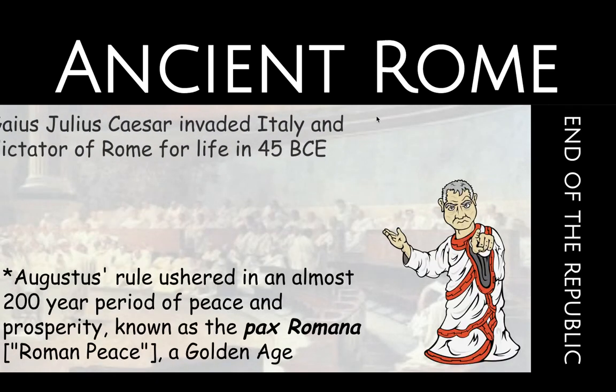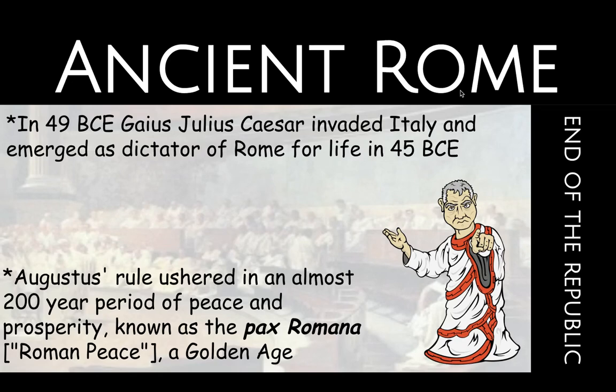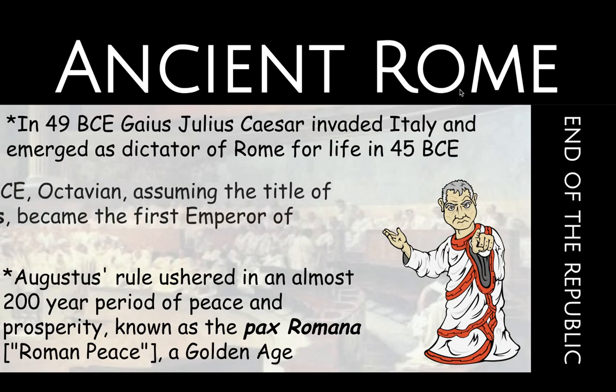So the Republic ends in 49 BCE. Gaius Julius Caesar, one of the Roman commanders of the military, violated Roman law and brought his troops into the city of Rome. He invaded, and he will declare himself dictator for life in 45 BCE. So that brought about the end of the Republic and the beginning of the famous emperors.